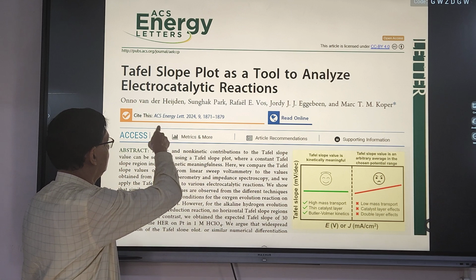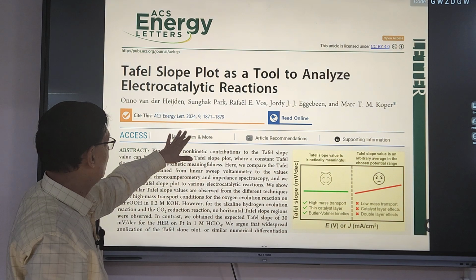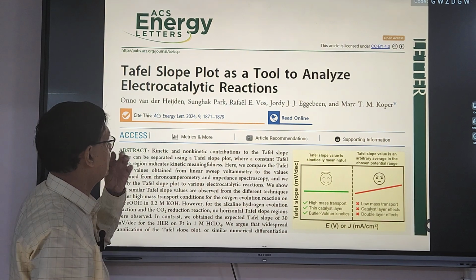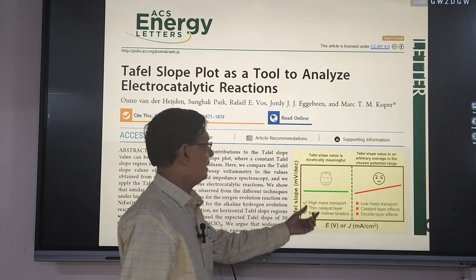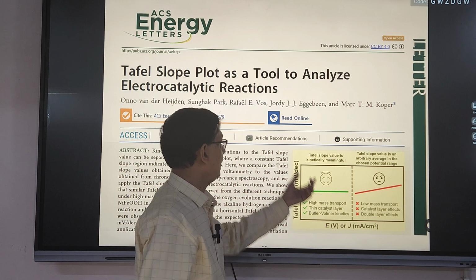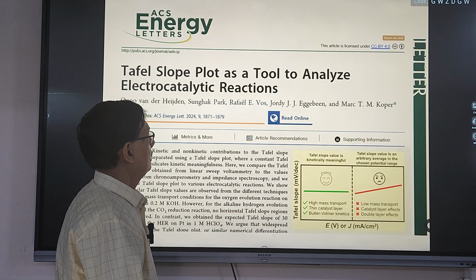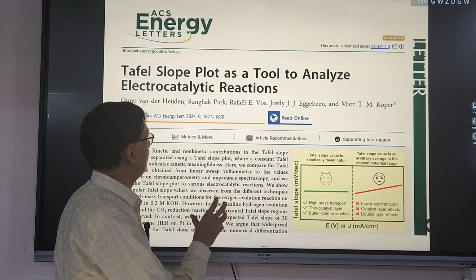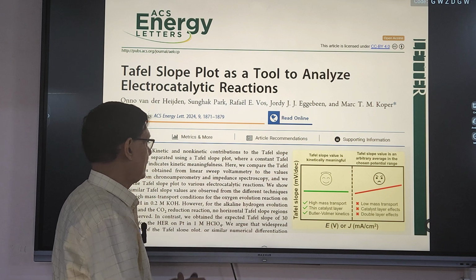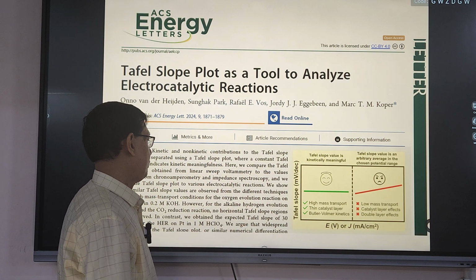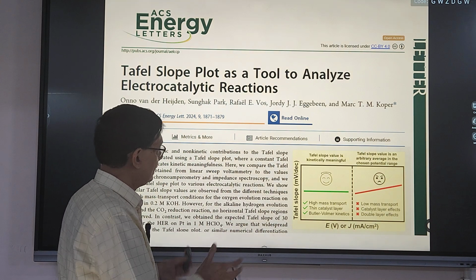So I am taking this literature, the American Chemical Society Energy Letters 2024, a very recent literature of Professor Cooper, and you see that I have taken the front diagram, the Tafel slope plot, because from the Tafel plot we can determine some slope values for different types of simple electrochemical reactions, and from that Tafel slope, how can we determine certain things?